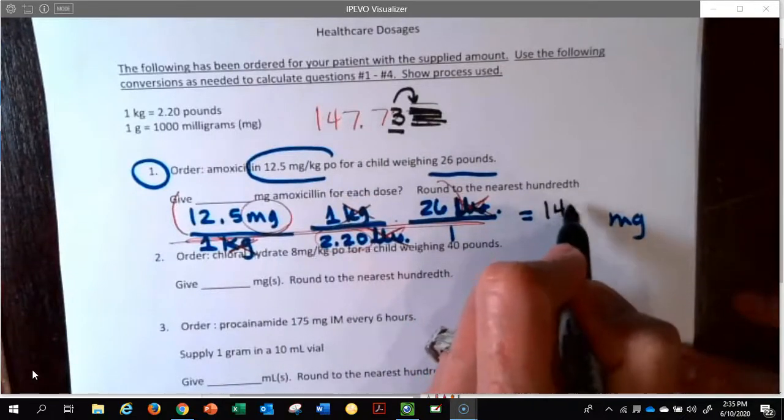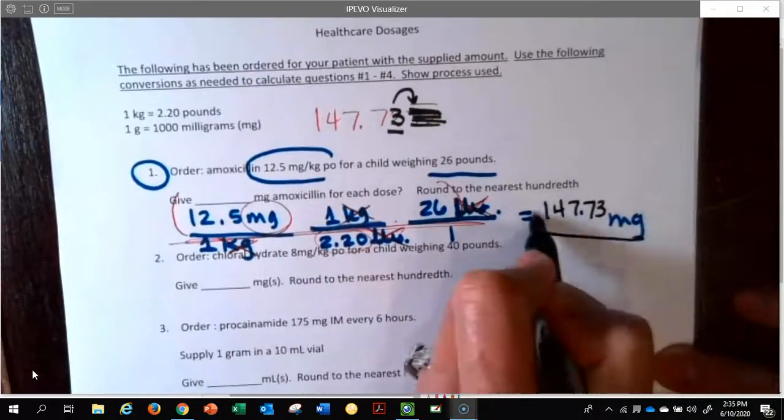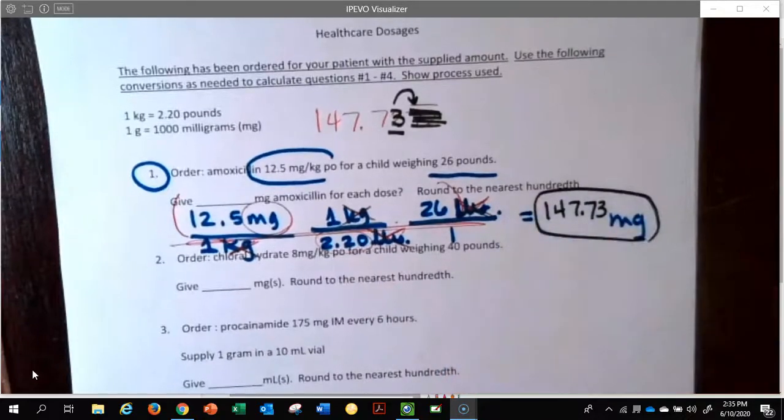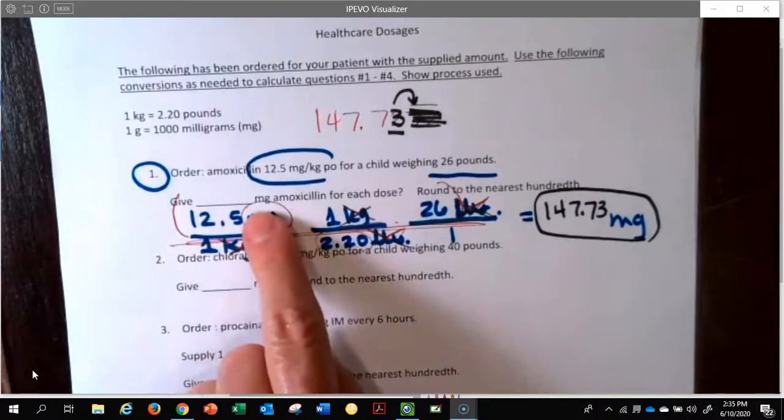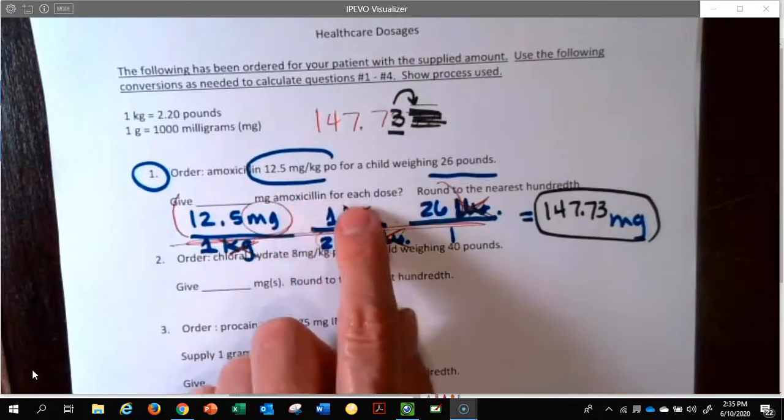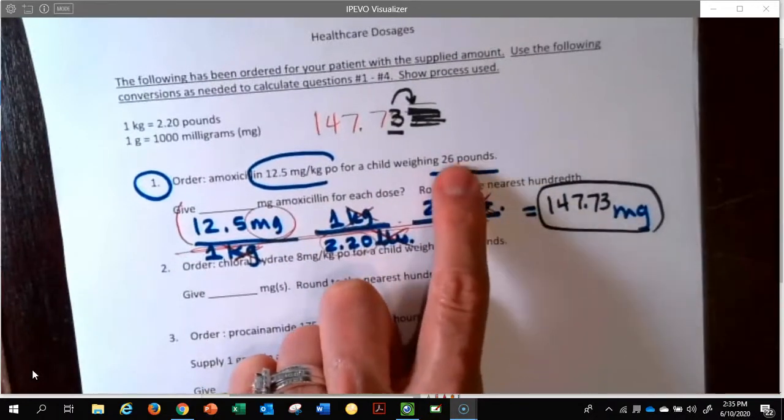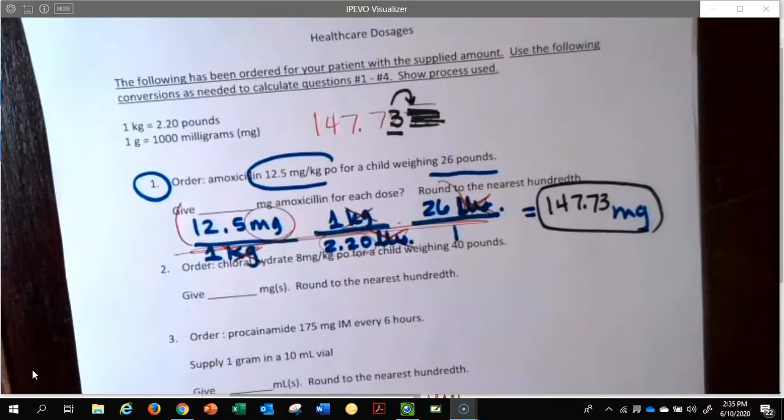So I have 147.73 milligrams. That's how much I'm supposed to give in the amoxicillin for each dose for this 26-pound child. So that finishes number 1.